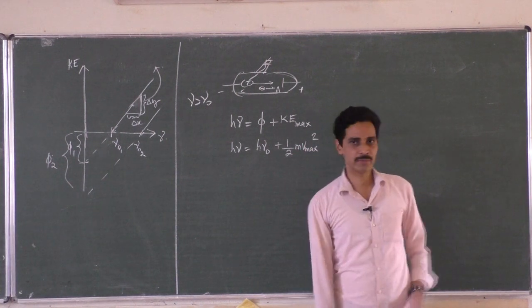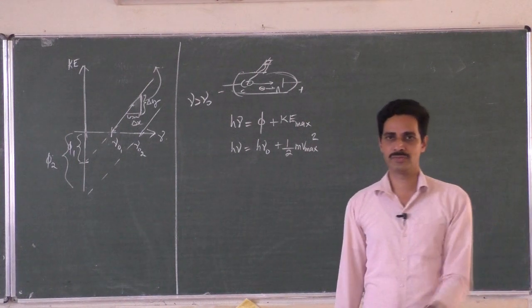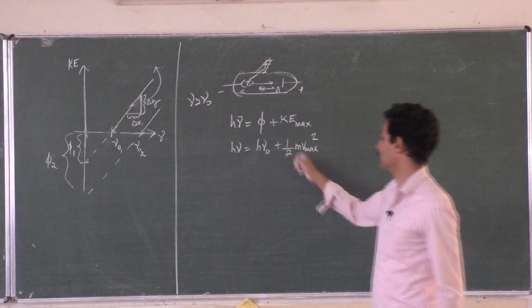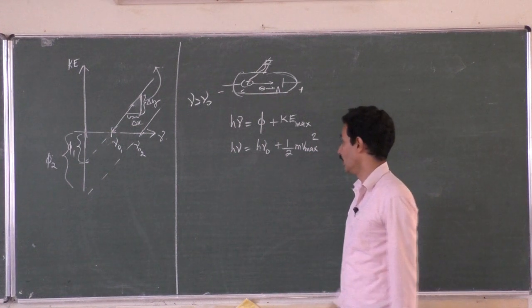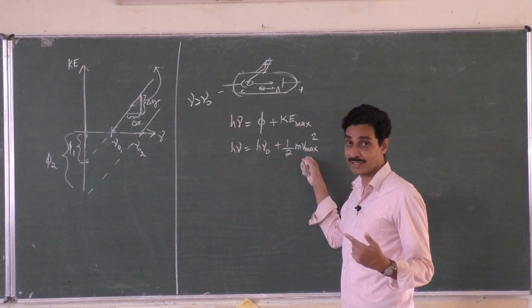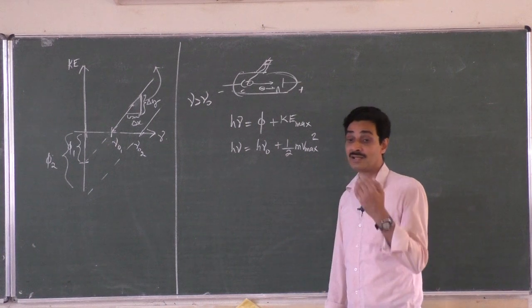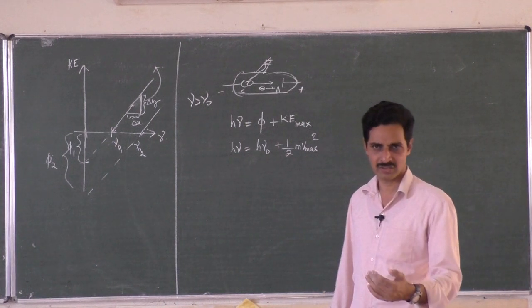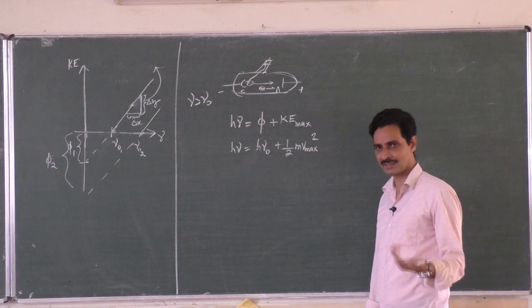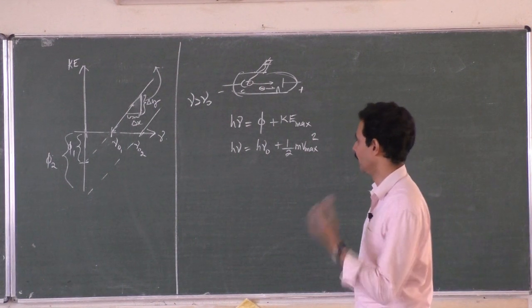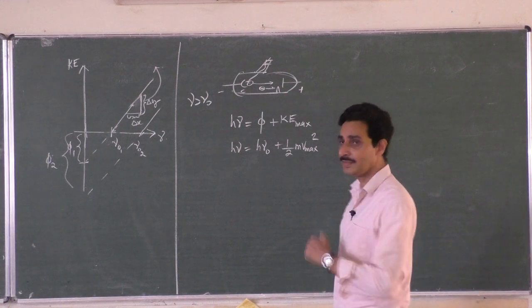What is half m v maximum square? It is the maximum kinetic energy of the photoelectrons. Where m is the mass of the electron, v maximum is the maximum velocity of photoelectrons. I think you have come to know why I have written maximum. Because we are interested in stopping the fastest electron also. If you stop the most energetic electron, then you can stop the less energetic electrons. No problem. Okay. And can I write it in the wavelength?